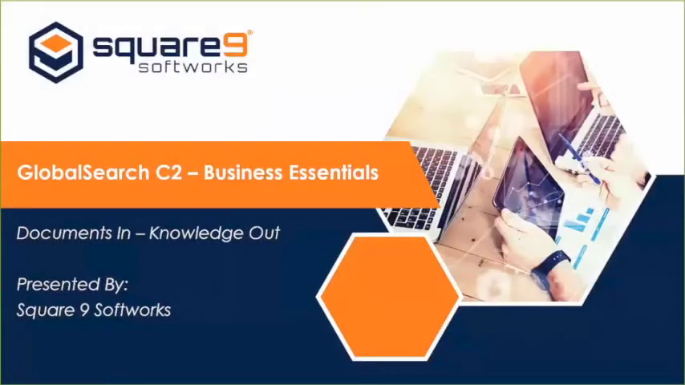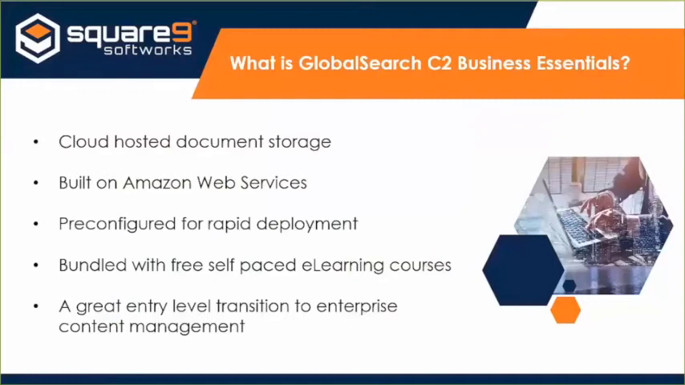So again, today we'll be reviewing GlobalSearch C2 for Business Essentials. What is it? Well, GlobalSearch C2 is a cloud-hosted document storage solution designed to centrally store and manage your important business documents. As we all know, we live in an age where information is key, and access to that information and those important business documents is very important. So GlobalSearch C2 provides a cloud-hosted repository where you can store, manage, and secure your important business documents.